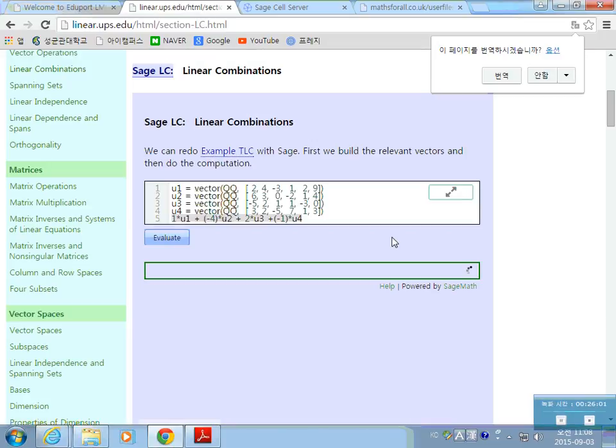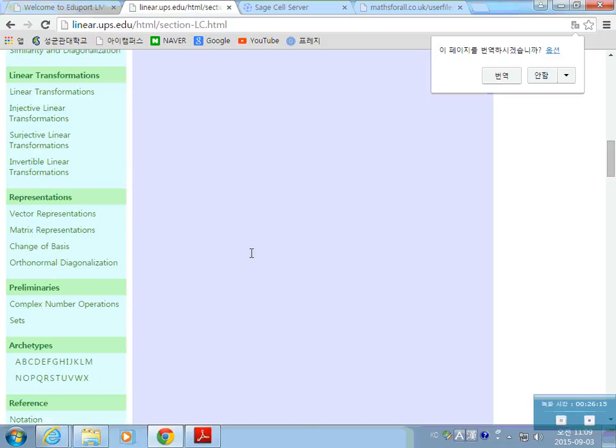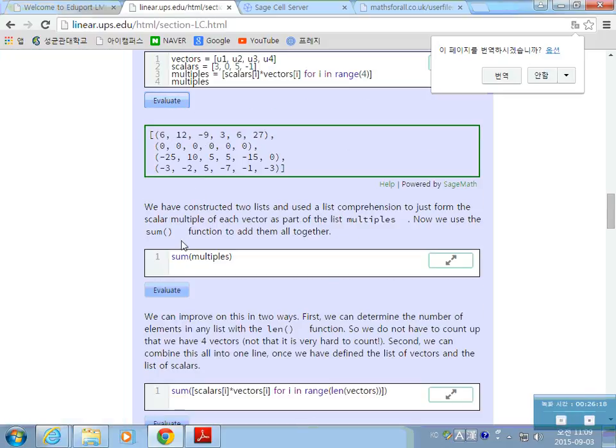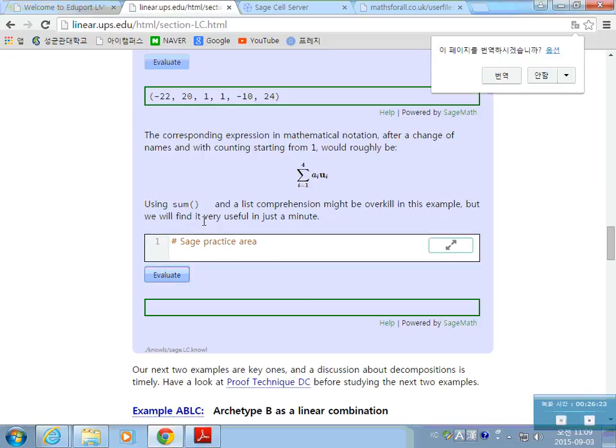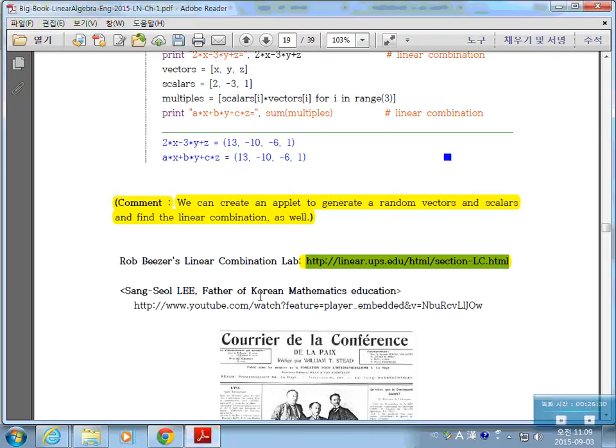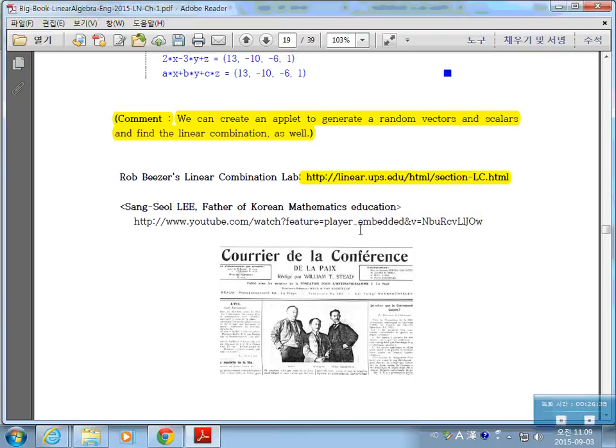Then this gives you the linear combination of those. If you change the condition, that will give you different answers. There are vectors defined, then scalar multiplication, and it also gives you the space to compute. So there are many ways that you can exercise what you have learned here.